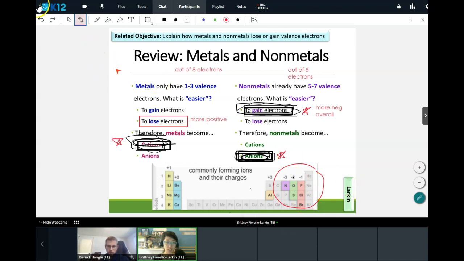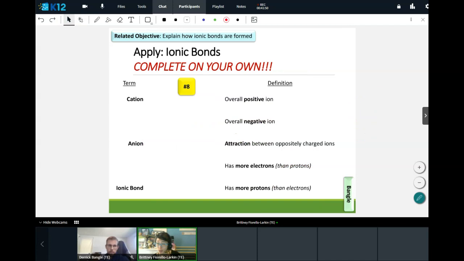Smiley face emojis in the chat box if you feel more and more comfortable with this. Again, metals will become cations. Nonmetals will become anions. We actually already saw this with sodium and chlorine. Sodium, our metal, became a cation. Chlorine, our nonmetal, became an anion. Amazing. All right, let's go ahead and wrap this up and make sure we feel confident with this.